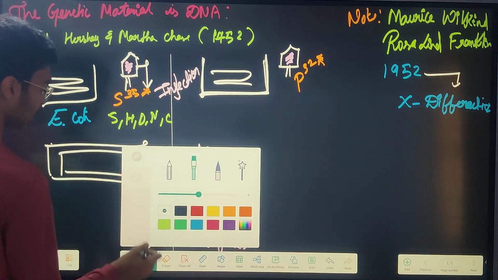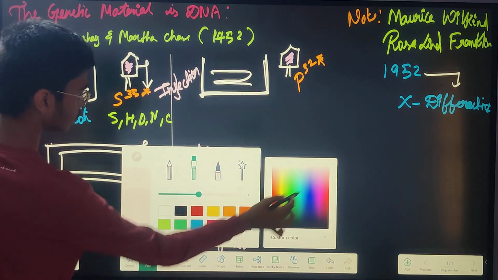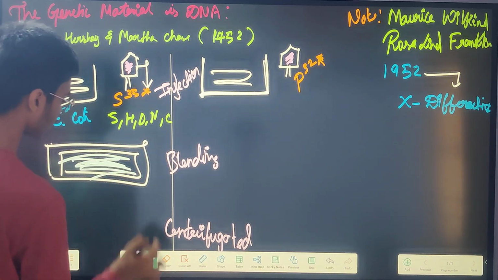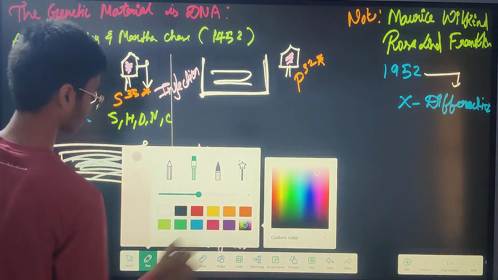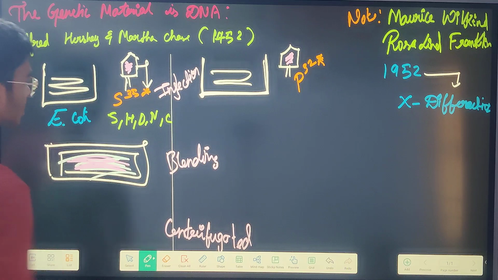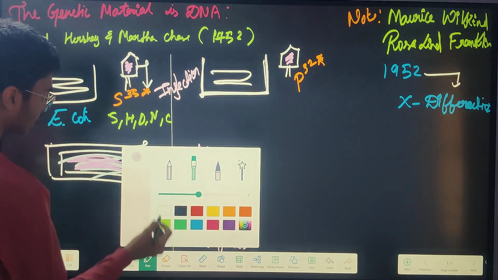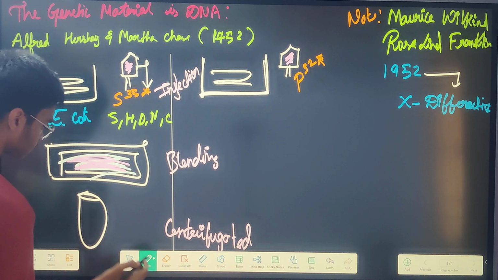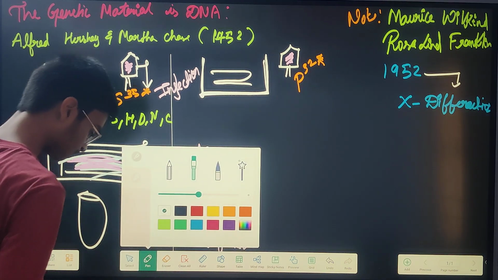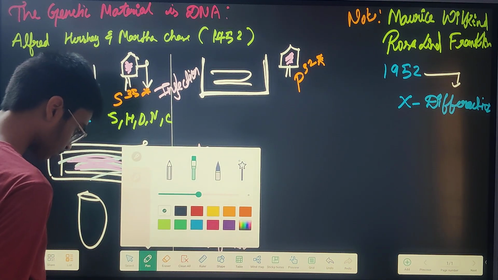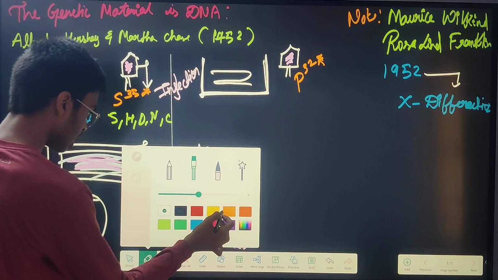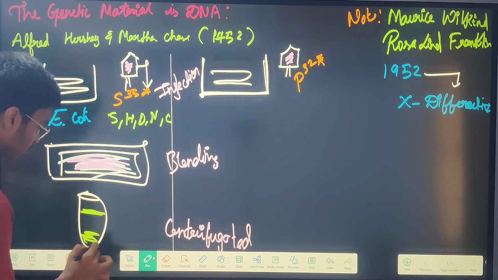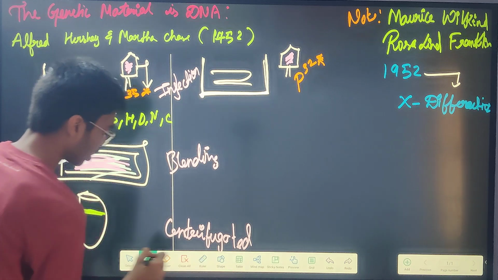So now the genetic material is there. E. coli will be there, and along with this E. coli they also did this blending. Later they centrifuged it. Now if you check, there will be two different parts, the top part and then the bottom part. It will be drawn in two different colors.